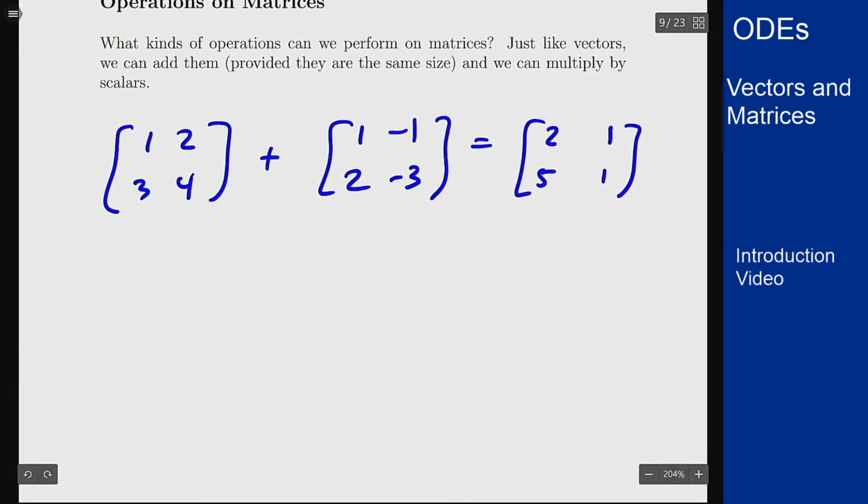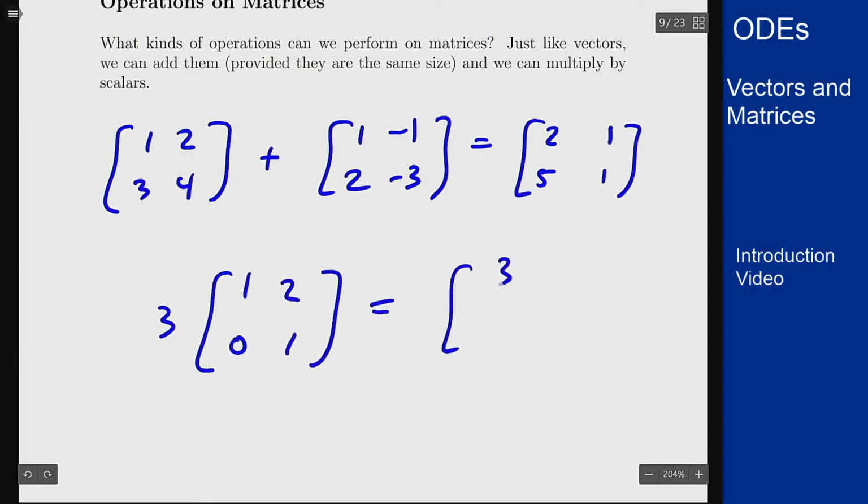I can also multiply by scalars. 3 times the matrix 1, 2, 0, 1 is going to be 3, 6, 0, 3. Just multiplying that scalar to every component of the matrix. Every number in the matrix is multiplied by the same scalar that's out front. Again, if they are not the same size, addition is not defined. That's the same as it was for vectors.